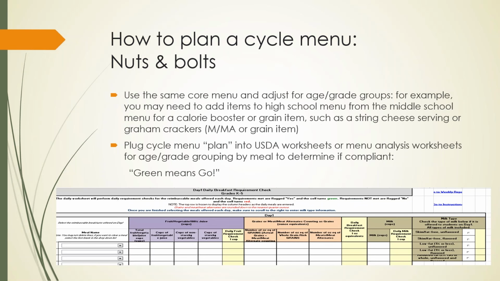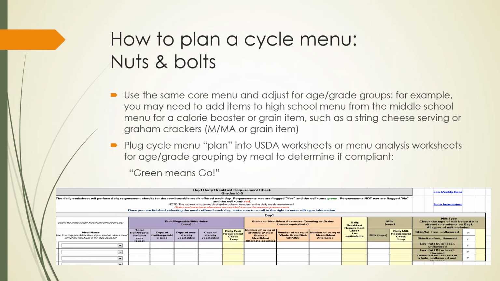For example, if you need to add items from your middle school menu to meet the needs of the high school age grade group, you can look at some items for a calorie booster, such as the grain item or the meat alternate, which are slightly different for those age grade groups, by just adding a string cheese serving or a graham cracker. Again, taking a look at those weekly and daily requirements, and that's where those USDA worksheets come in handy for your menus.